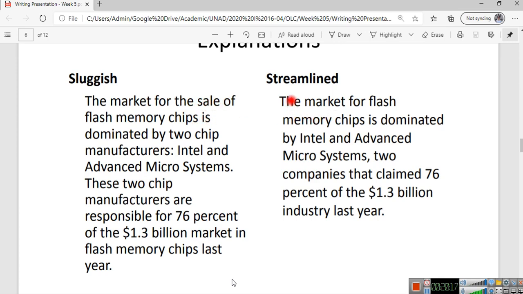The market for flash memory chips is dominated by Intel and Advanced Microsystems, two companies that claim 76% of the 1.3 billion industry last year. Another important point is that this streamlined version doesn't repeat the two chip manufacturers, because I already said it: Intel and Advanced Microsystems. So I don't have to repeat those.